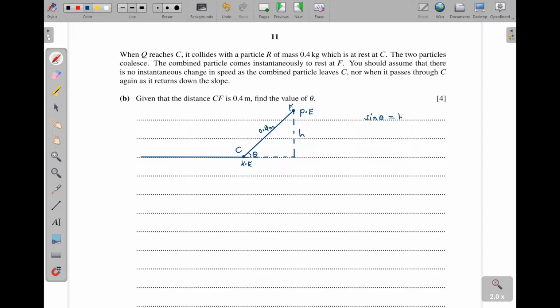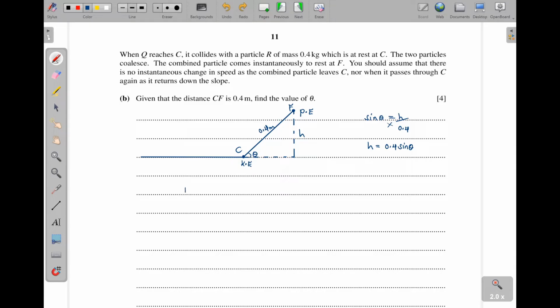Okay. Now there is H here, which we don't know, but we know that sine of the angle is equal to the opposite, which is H, over the hypotenuse, which is 0.4. So meaning H is going to be equal to 0.4 sine theta. Okay. So now we need to find the speed with which this combined particle reaches here at C.